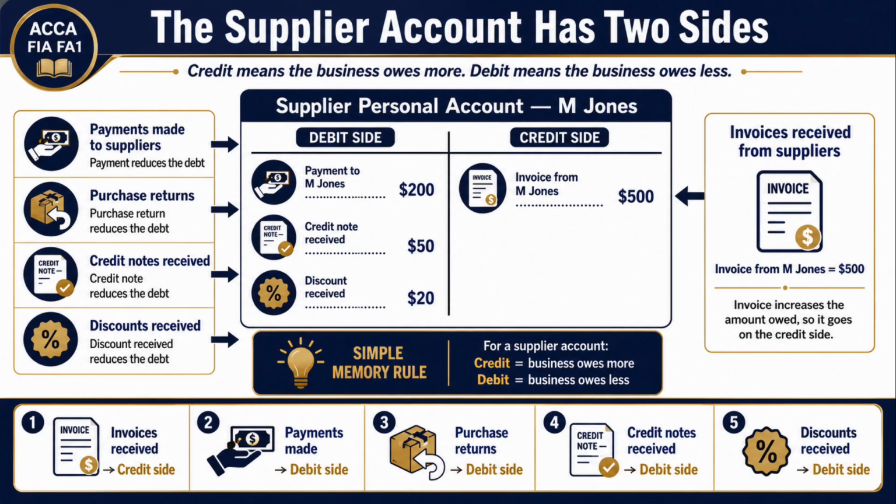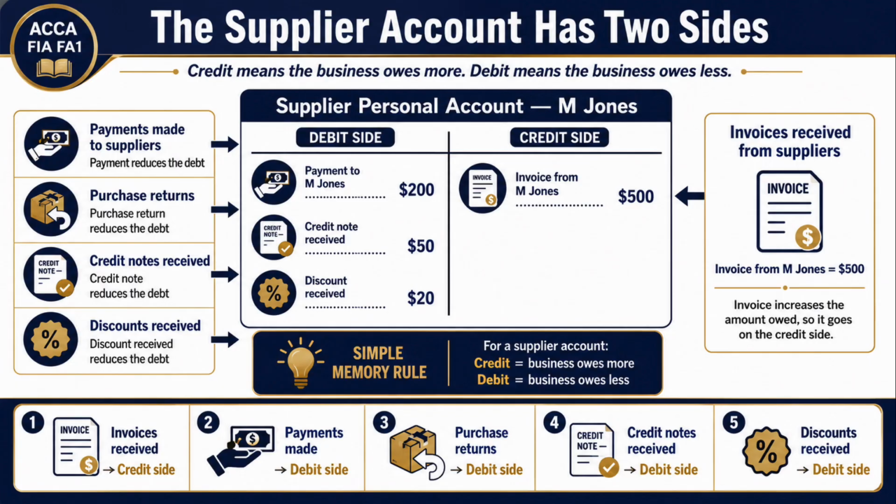What goes on the credit side? The main item on the credit side is invoices received from suppliers. An invoice received means the supplier is asking the business to pay for goods or services supplied. Because the invoice increases the amount owed to the supplier, it goes on the credit side of the supplier account. Example, the business receives an invoice from M. Jones for $500. This means the business owes M. Jones $500. So, in M. Jones's personal account, the invoice is recorded on the credit side.